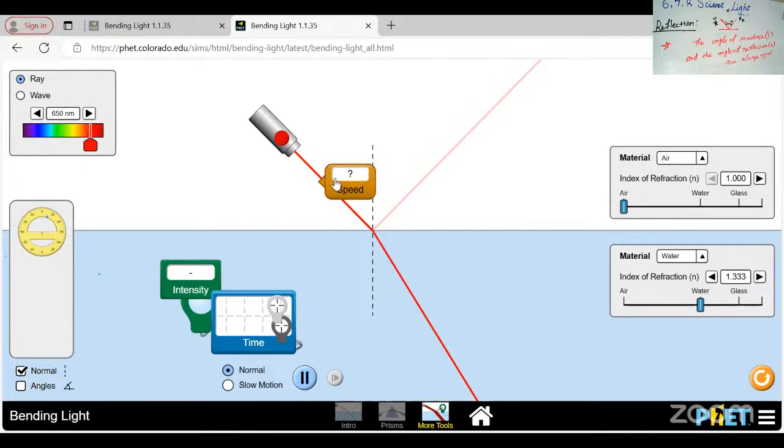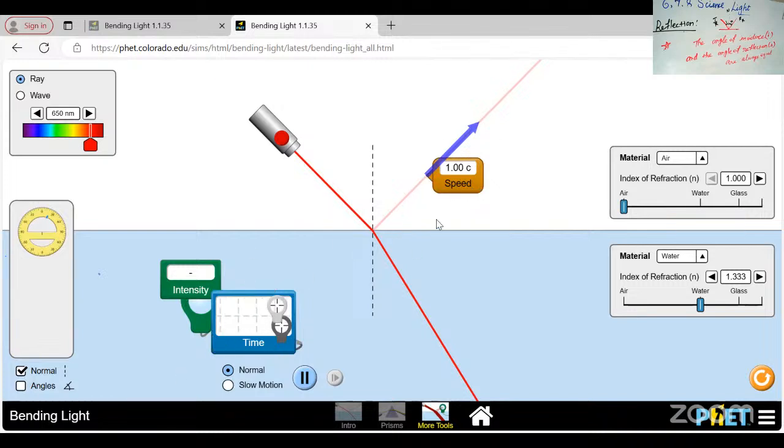How can we see the speed of this light here? The speed of the light in the water medium is 0.75 C, and in the air medium it is 1.00 for the incident ray and then the reflected part. The speed is 1.00, the same. There is no change in the speed.